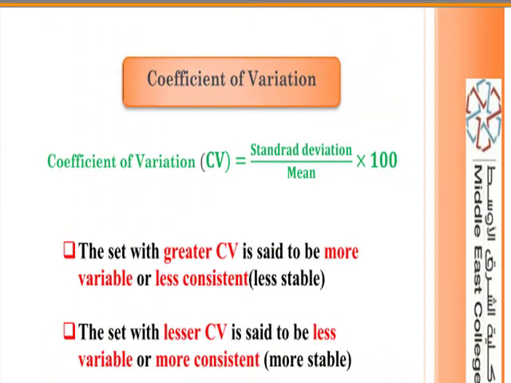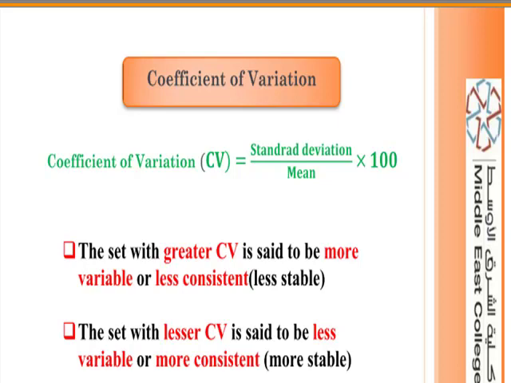A revision: how can we compute a coefficient of variation? The coefficient of variation, which we simplify as CV, is equal to the standard deviation divided by the mean, then multiplied by 100, and it can also be represented as a percentage.